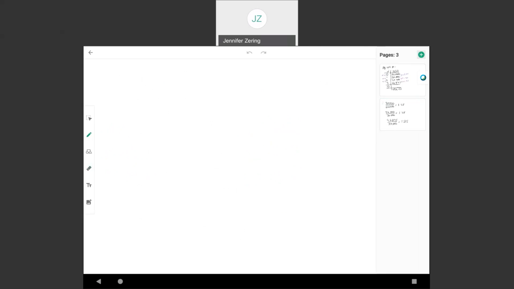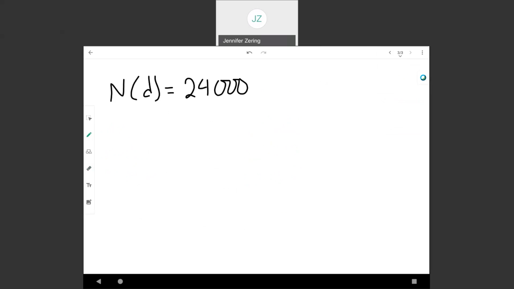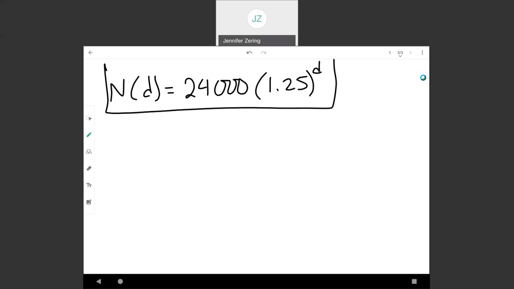Just get a board. So N of D equals the initial value. So looking at my table at day 0, I know there's 24,000 cells, so that's the initial value, times the growth factor, which I've calculated as 1.25, raised to the d power. So we have our equation. I can identify the pieces of my equation here. So that's my equation I'm working with based on the information in the table.